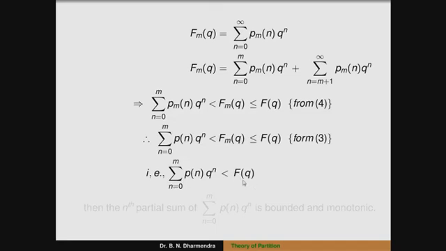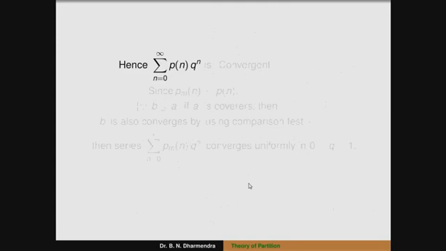The terms are bounded. We can easily verify that the nth partial sum is bounded. So we can say that the nth partial sum of p(n) q to the power of n is bounded and monotonic. You can check for yourself that the terms are definitely monotonic. So it is bounded, the terms being less than or equal to f(q). Hence the series from 0 to infinity of p(n) q to the power of n is convergent.